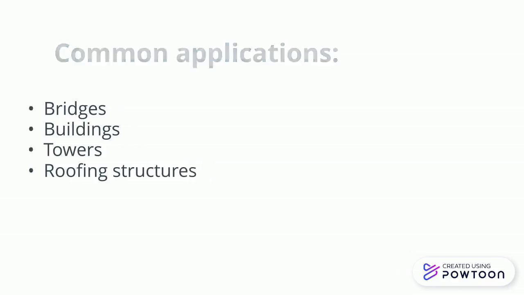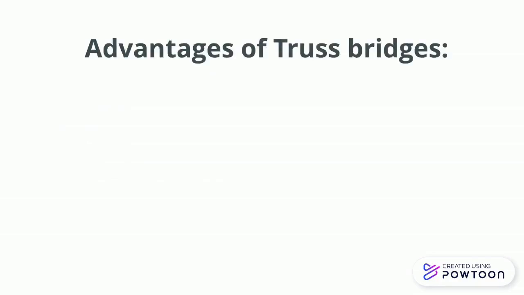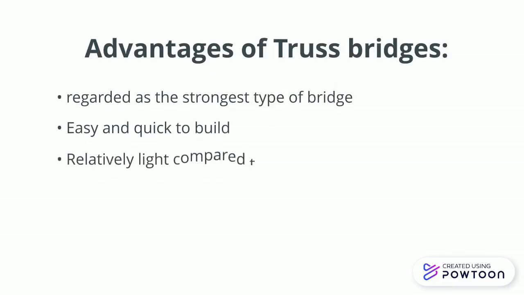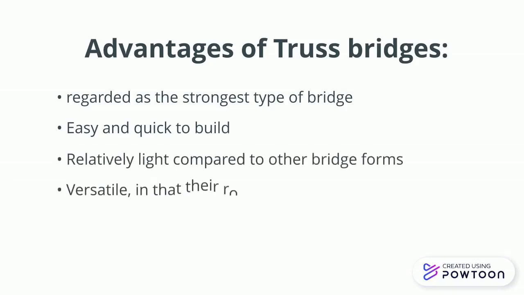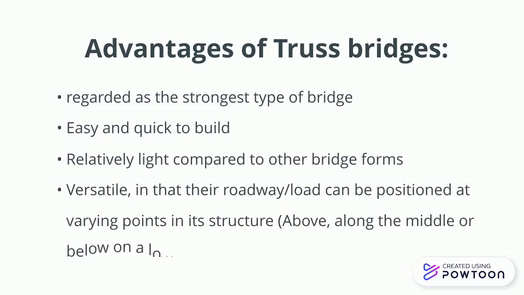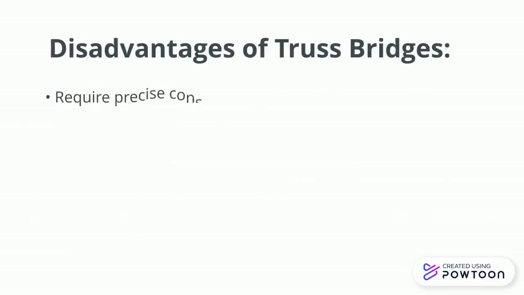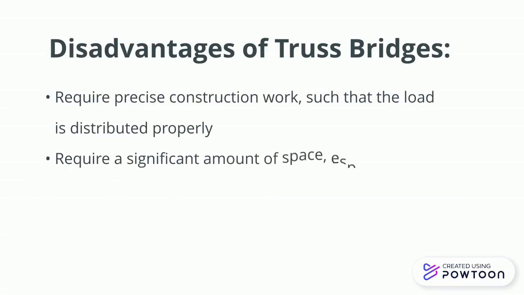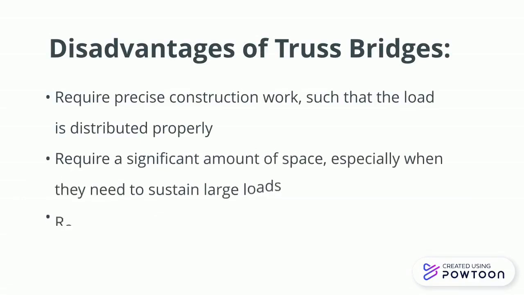There are several advantages of using truss bridges. Some of these being: they are regarded as the strongest type of bridge, they are easy and quick to build, they are relatively light compared to other bridge forms, and they are versatile. There are, however, some disadvantages to the truss bridge. These are: they require precise construction works so that the load can be distributed properly. They require a significant amount of space, especially if they are to sustain larger loads, and they are generally considered less attractive than other bridge forms.